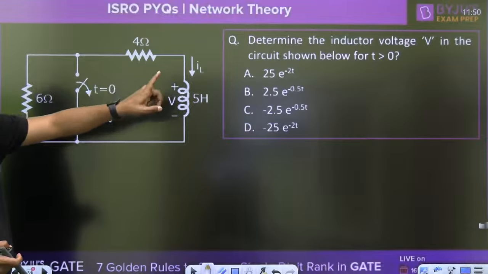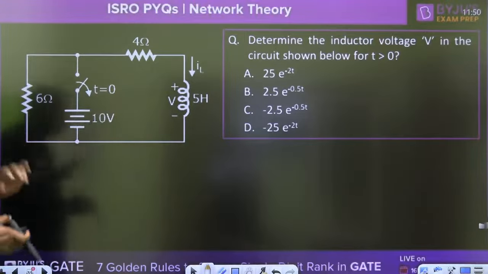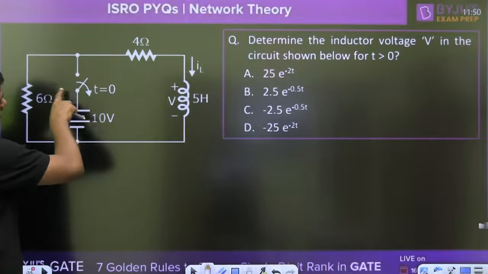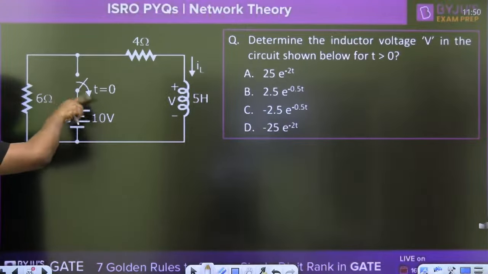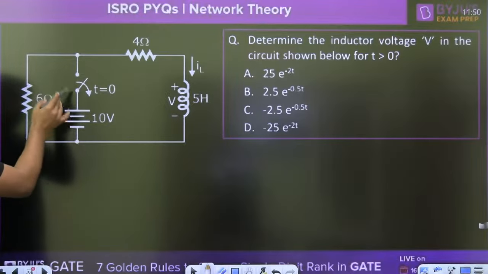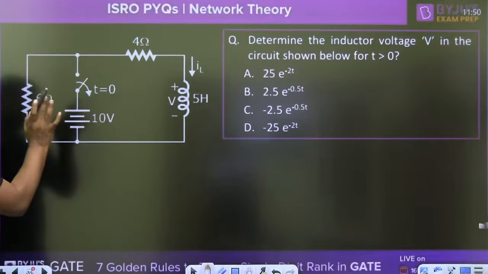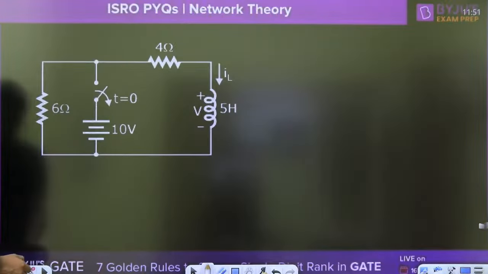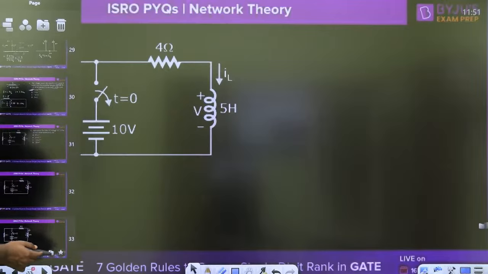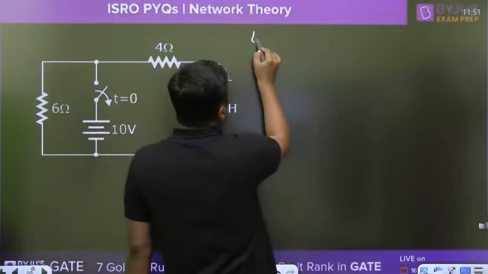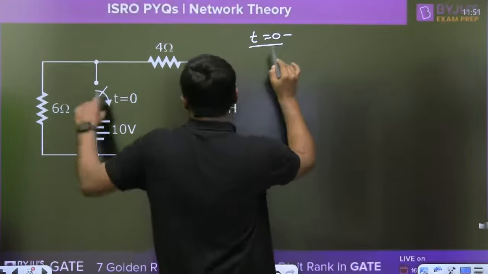Determine the inductor voltage V in the circuit shown below for t greater than 0. Now, similar type of question. What is mentioned here exactly? At t equal to 0, the switch will be open. It means for t equal to 0 negative, the switch was closed. When the switch was closed, the circuit will be under steady state. When the circuit is under steady state, now this is the inductor. For t equal to 0 negative, switch closed.